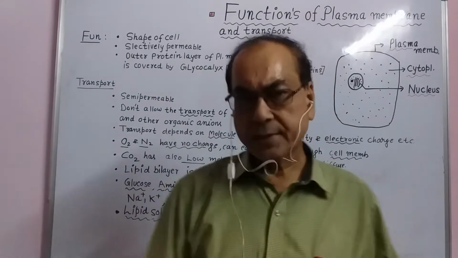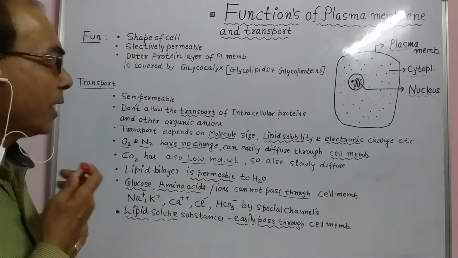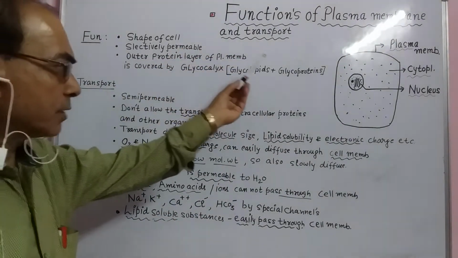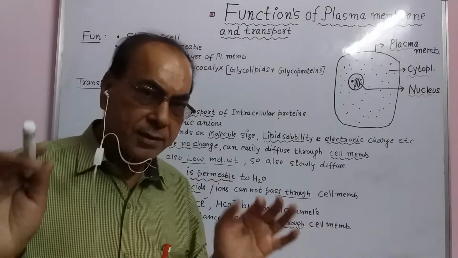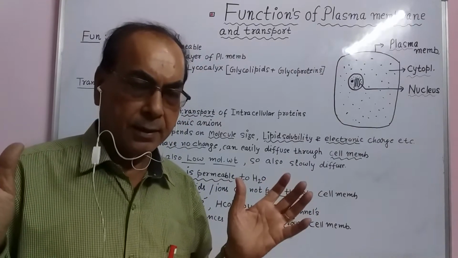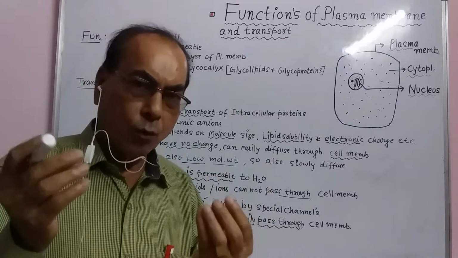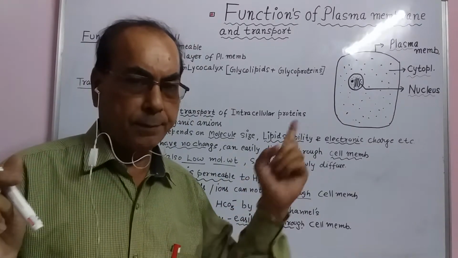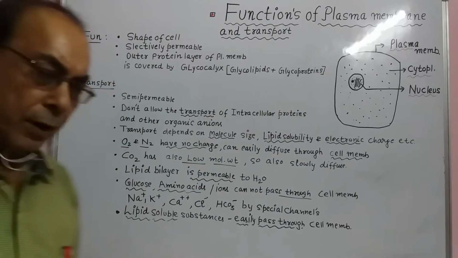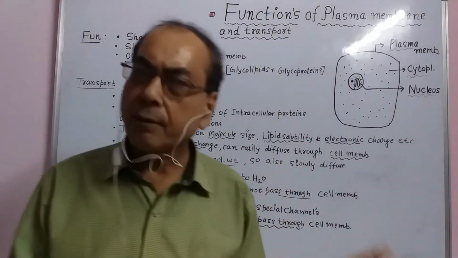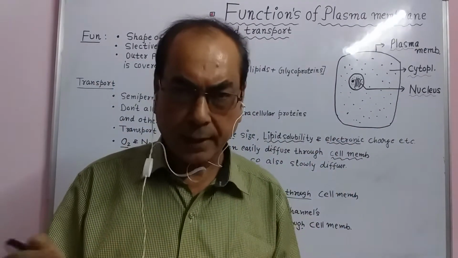Today, we are going to discuss the important topic, that is the functions of the plasma membrane and the transport across the plasma membrane. How do different materials enter across the plasma membrane and what important function does the plasma membrane provide? Now look, for the function, the most important function is that it gives the proper shape and size to the cell.